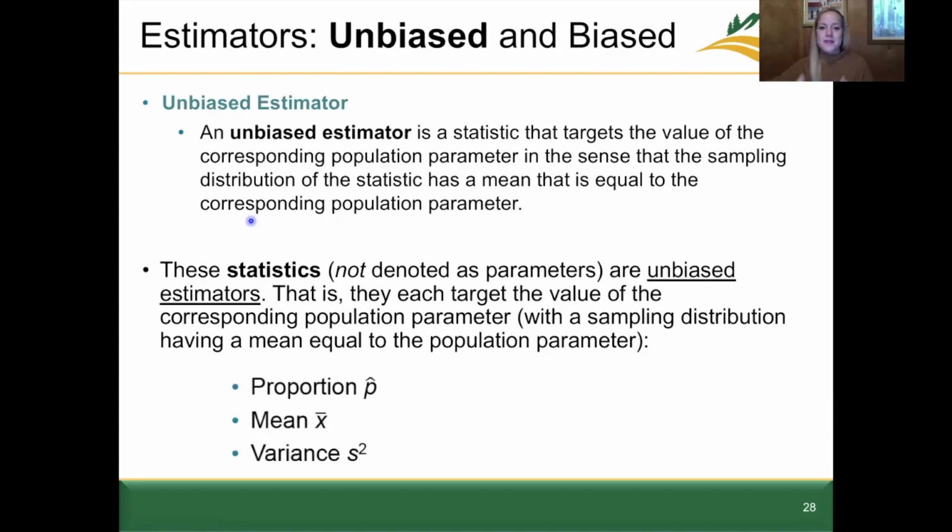Remember, to be unbiased, we want to take the proportion, the mean, or the variance of samples of our population. Then we could take the mean of all the sample proportions, the mean of all the sample means, or the mean of all the sample variances, and get corresponding population parameters that are truly reflective of the population.